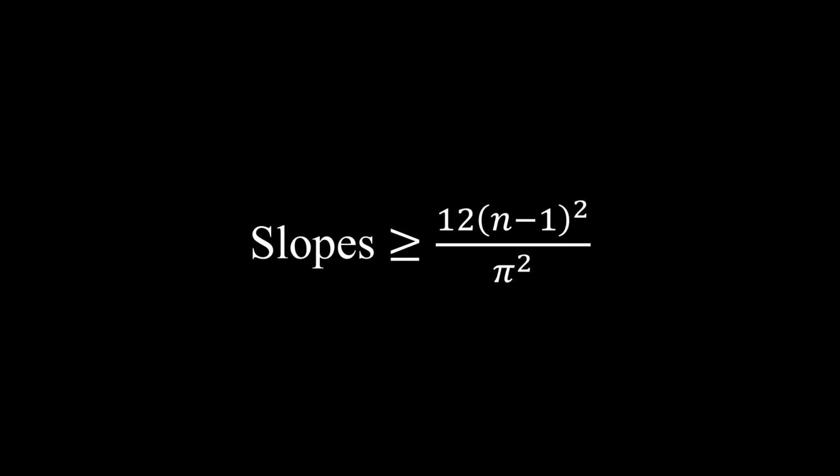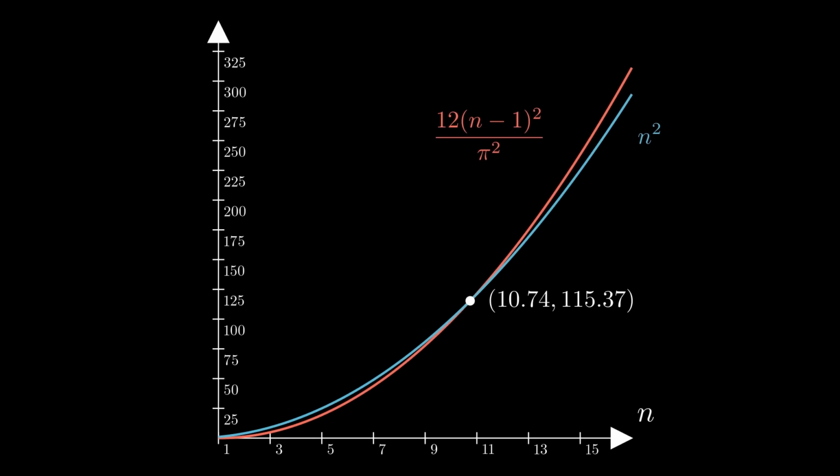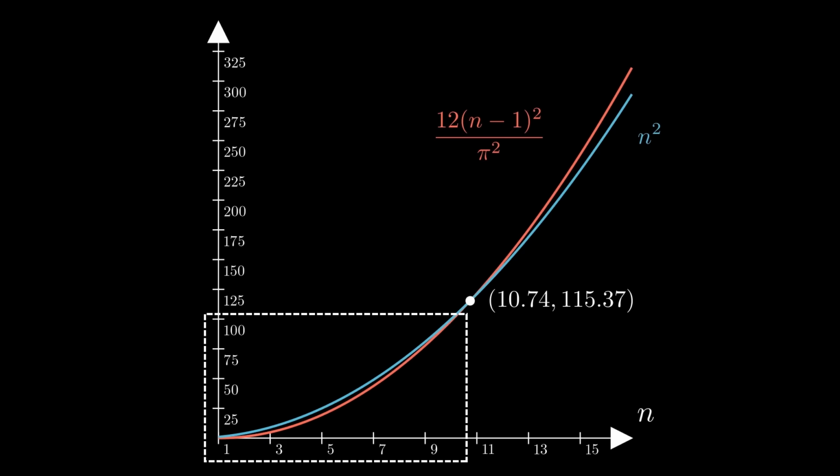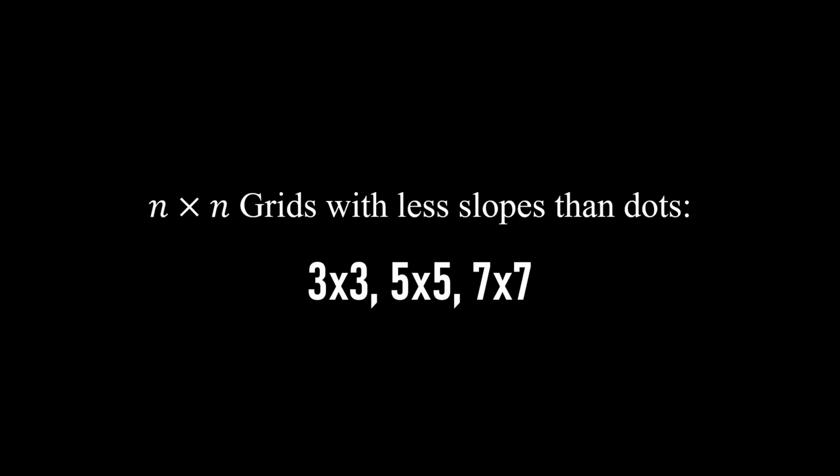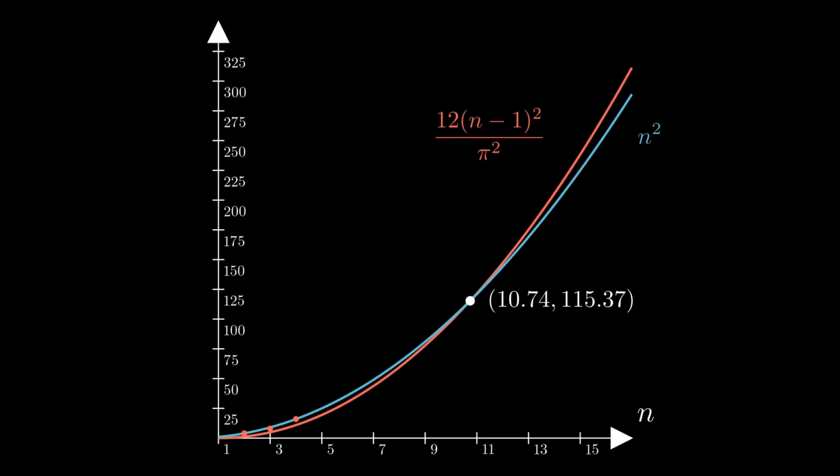Since the number of slopes is even larger than the pi squared thing, we can say, without doubt, that all grids larger than 11 by 11 have more slopes than dots. For grids smaller than 11 by 11, we can just check them one by one, and find that only 3 by 3, 5 by 5, and 7 by 7 grids have less slopes than dots. By the way, here's the actual number of slopes for all n by n grids.